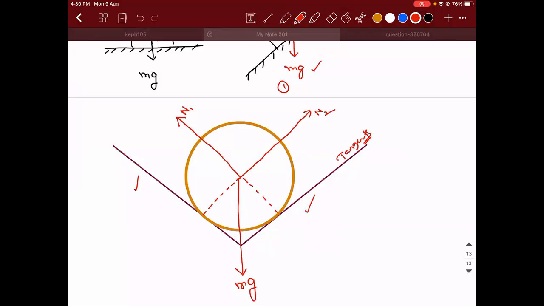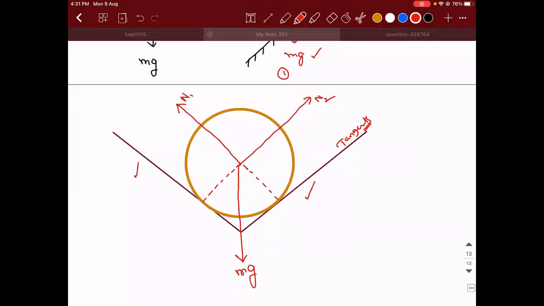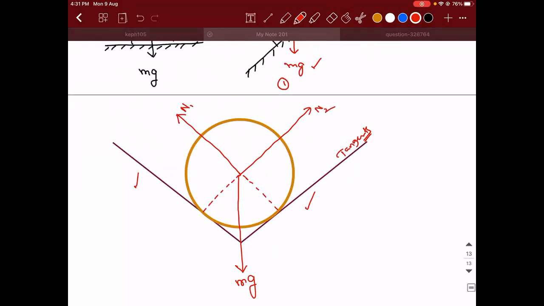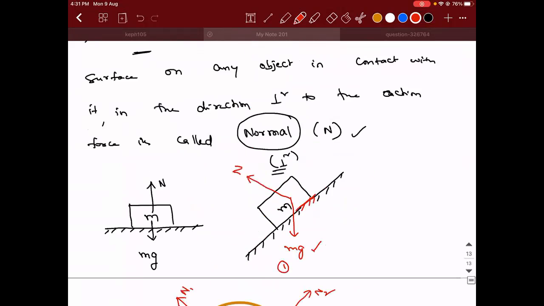Okay. So now you guys are clear with what this normal force is. Sir, could you go to the definition of normal force? Yeah.